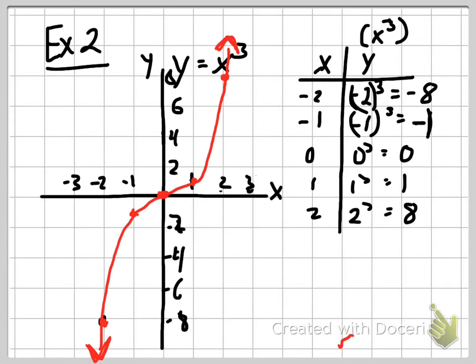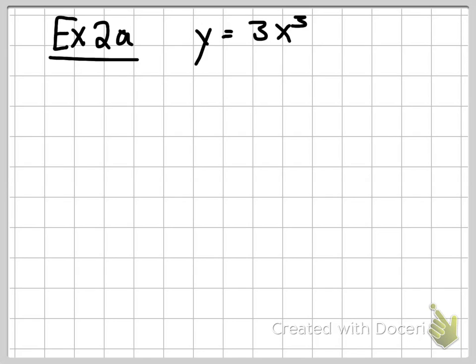So whenever you have a cubed line, you're not going to have a parabola, but you are going to have a curve. I'm going to have you do practice with this. Example 2a. Go ahead and graph, do a table and showing all your work. Graph the function y equals 3x cubed. Pause the video, hit play when you're ready to check.